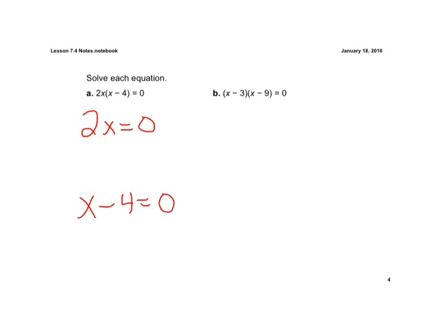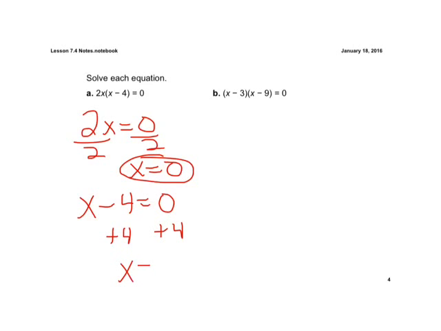So now if we solve for x, divide by 2, we're going to do the opposite operation. So 0 divided by 2 is 0. One of our roots is 0. And the other one, solving for x, simple. One-step equation there. Add 4, x is equal to 4. So our 2 roots are 4 and 0. If we were to plug in both of those, they would both give us 0.